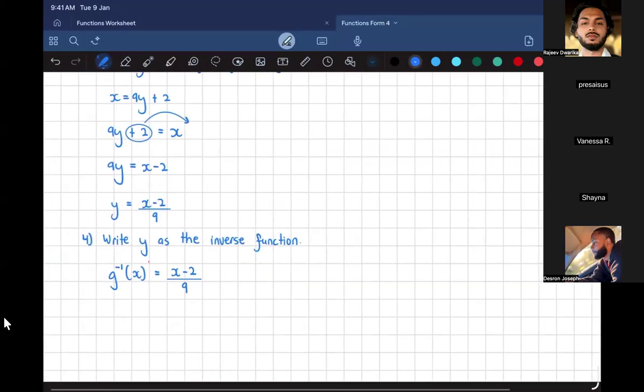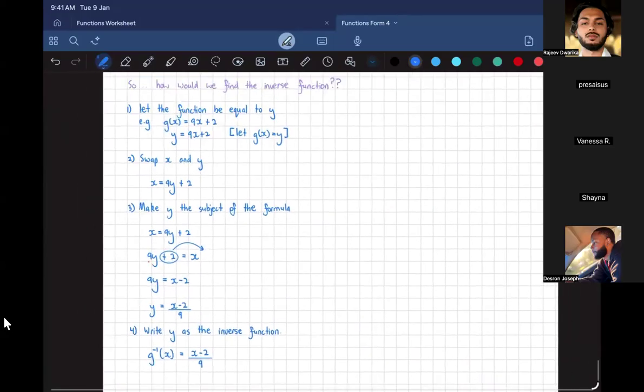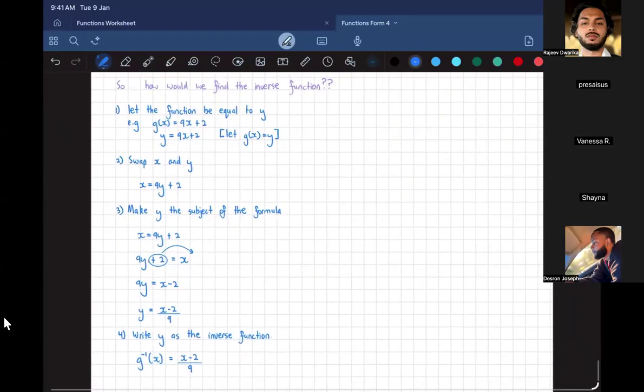So these are the general steps. If you want to find the inverse function, this is how you would do it. Step 1, let the function be equal to y. So if you had something like g of x, you would say let g of x be equal to y. Then you could write y is equal to 9x plus 2. Step 2, you want to swap x and y. So anywhere you see x, change that to y. Anywhere you see y, change that to x.